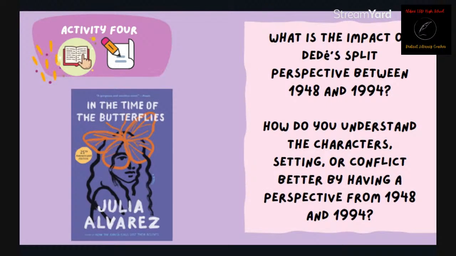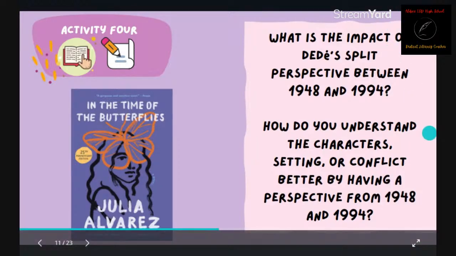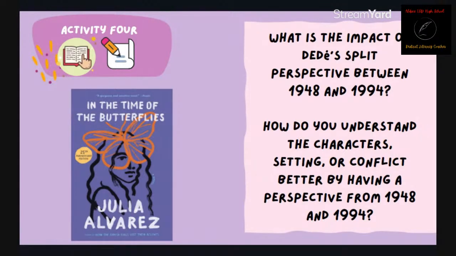Lesson 2 concludes with students reading Chapter 5 and annotating the text for the historical time in which the novel is set and for how Dee Dee matures. Next, they discuss the questions on the screen from the Section 2 question set with a partner. What is the impact of Dee Dee's split perspective between 1948 and 1994? How do you understand the character, setting, and conflict better by having a perspective from 1948 and 1994?